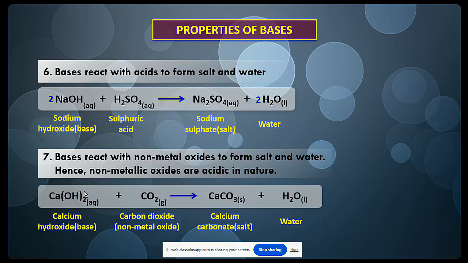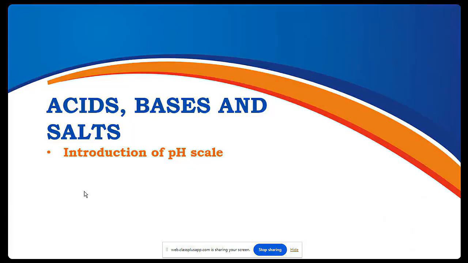Now we'll move to the next concept, that is the pH scale. Okay, introduction of the pH scale. Before moving to the pH scale, let me tell you what pH is. P stands for potenz. Potenz means strength. Potenz is a word in German.